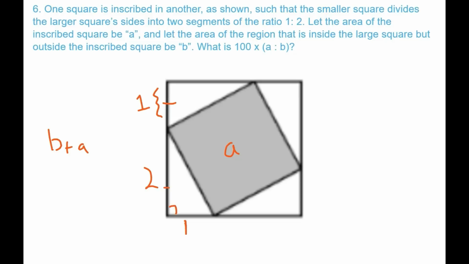Similarly, we know that this is equal to 1. Since this is a square, this is a right angle. We can apply the Pythagorean theorem here to find this side. So this side is equal to 4 plus 1, and we square root that to get the square root of 5. So this side is equal to the square root of 5. Since the sides of the inner square are equal to the square root of 5, the area of that square is equal to 5.